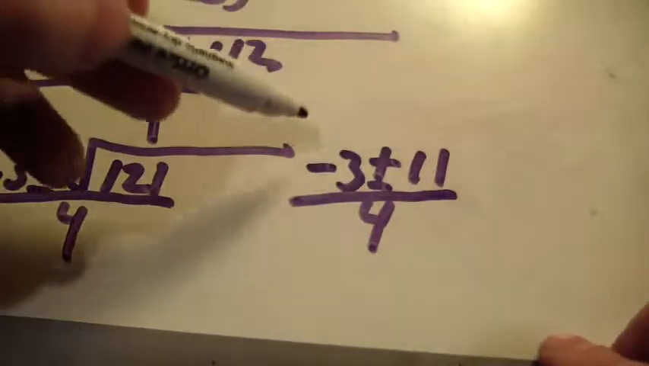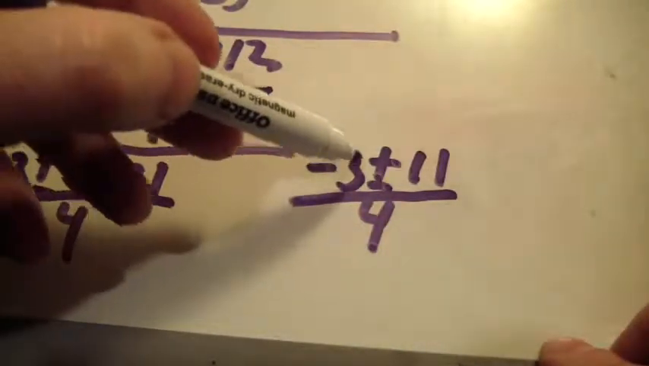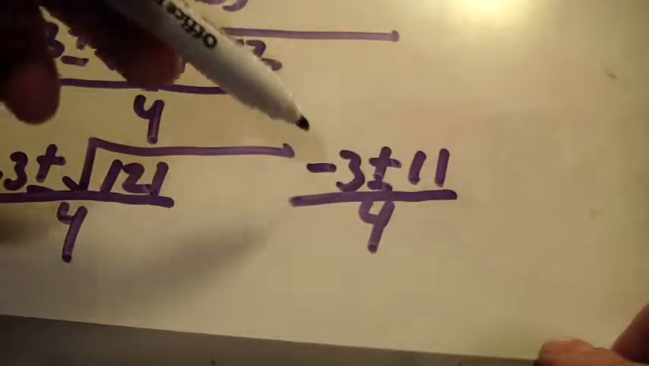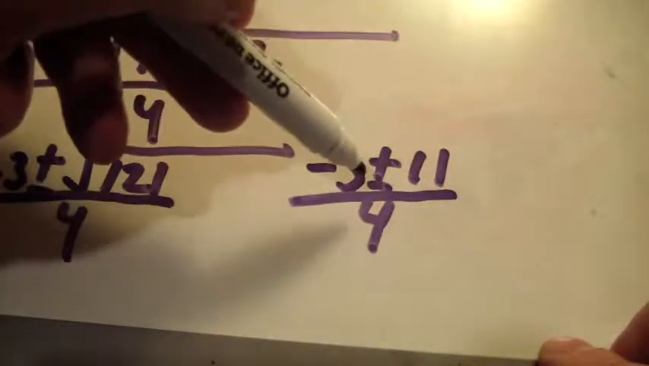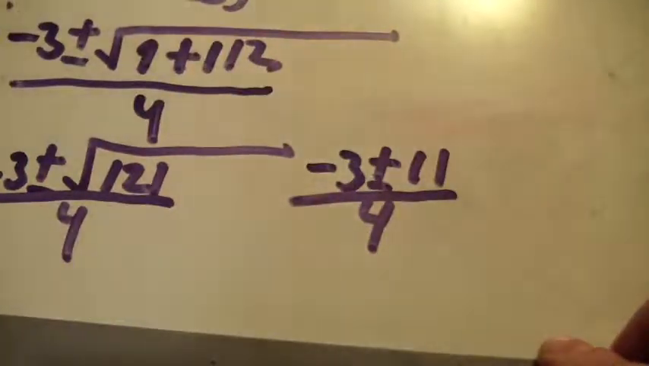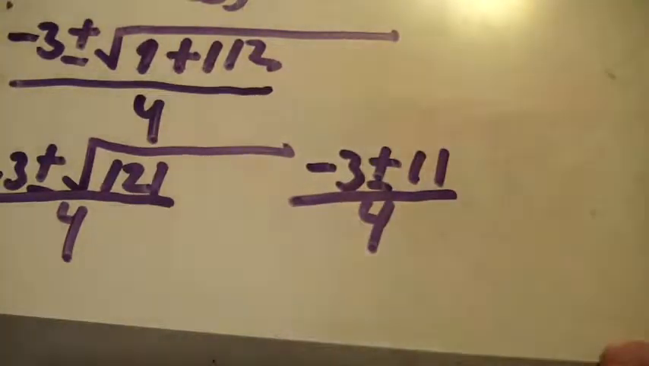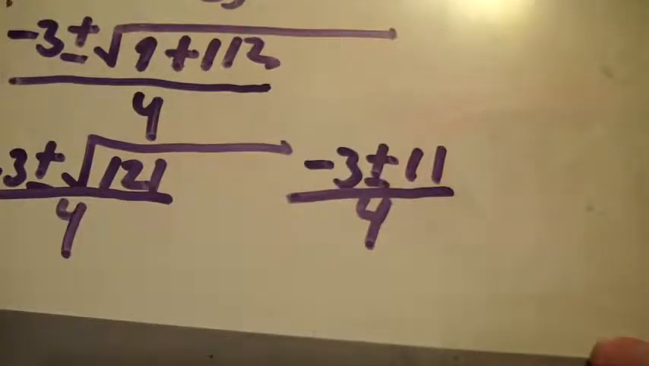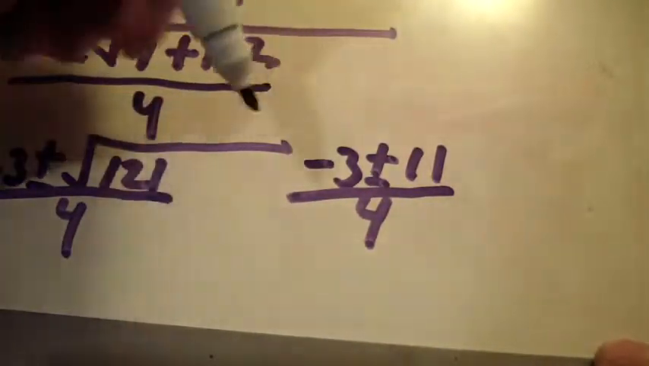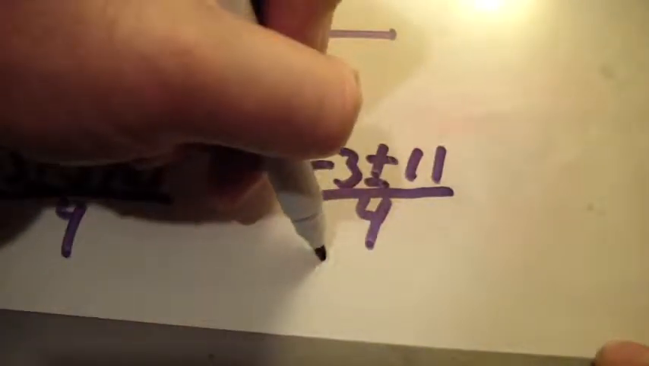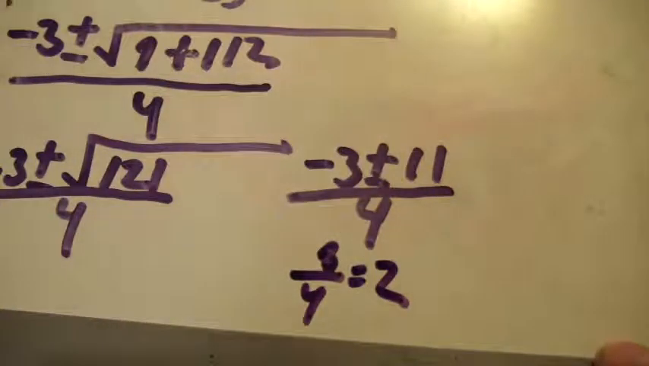So what this reads, it's telling you to go negative 3 plus 11, divided by 4. That's one solution. Then they want you to go negative 3 minus 11, divided by 4. That's telling you there are going to be two solutions when you see a plus or minus sign right there. So let's simply do that. Negative 3 plus 11, or you can say 11 minus 3, is simply 8. Over 4 is 2. That's one solution. We know x will equal 2.